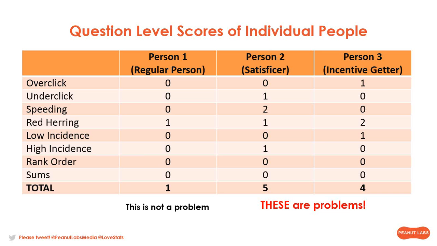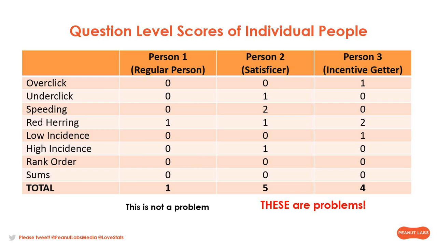So now everyone is scored on every data quality question. In this case, we see the first person failed the red herring measure, but nothing else. The second person looks like a satisficer because they tried to answer as quickly as possible. And what that means is they got caught on 5 measures. The third person looks like an incentive getter because they chose as many answers as possible. So as you can see here, quite clearly, we're not worried about someone who made 1 or 2 mistakes on 1 or 2 questions. That's not the problem. Real people do this all the time. We are worried about people who make mistakes all over the place.